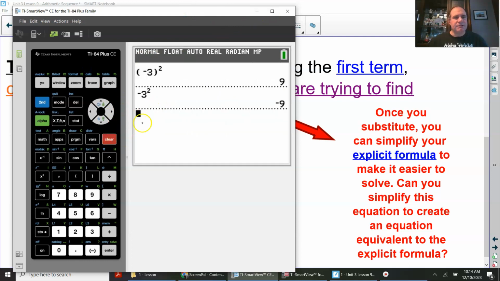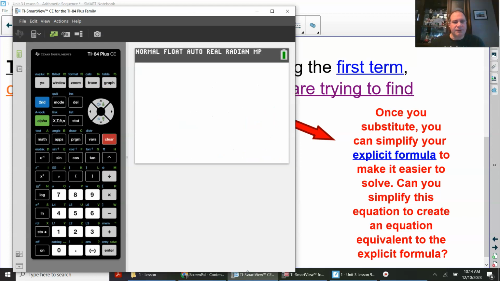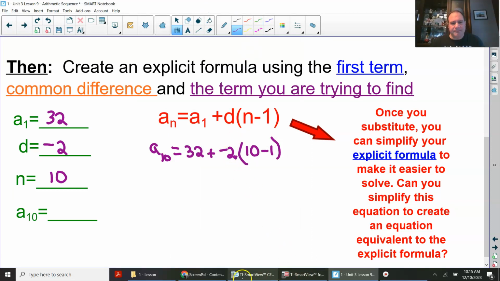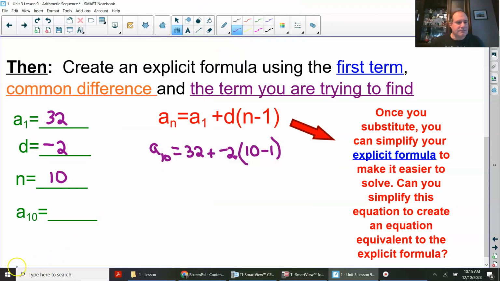So I'm just going to press graph and clear this out. So it's 32 plus a -2. I actually don't like it like that, so I'm just going to put that negative. It doesn't matter. You could put it any way you want. Since it's plus a negative, it's just minus. So 32 minus 2 times 10 minus 1. And obviously you know that's 9. And it is 14. So a sub 10 equals 14.